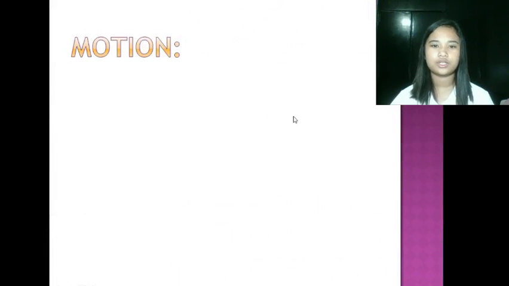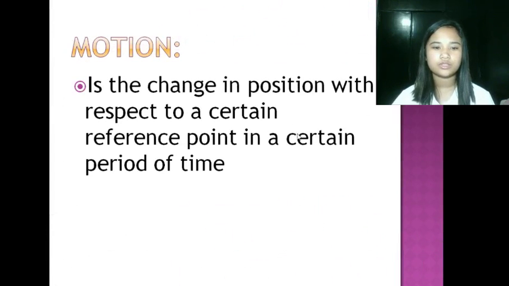What is motion? It says here that motion is the change in position with respect to a certain reference point in a certain period of time. It is said to also be divided into different quantities, parts, and qualities which we are gonna discuss later. And to determine motion, it says that motion determines if an object is moving or not.